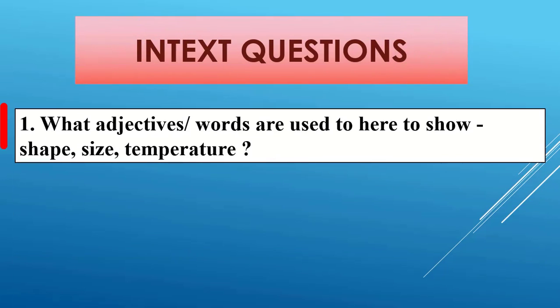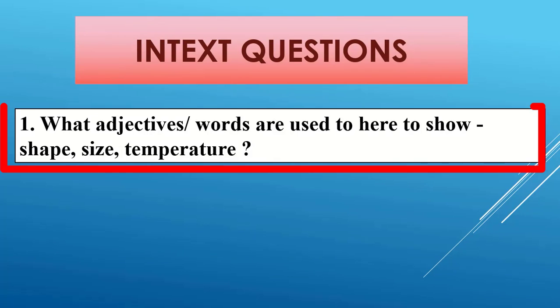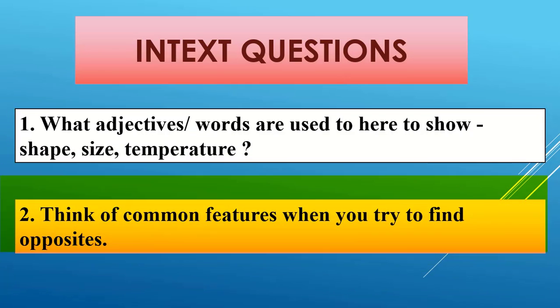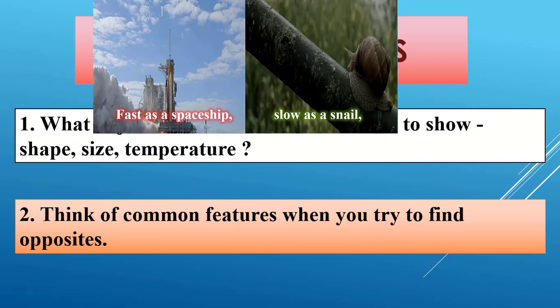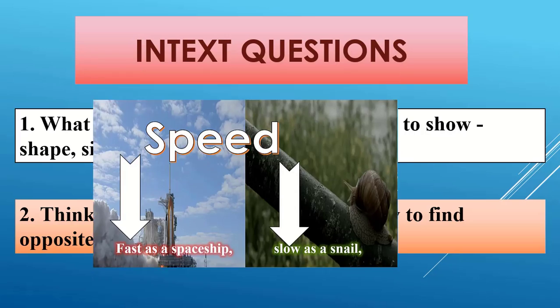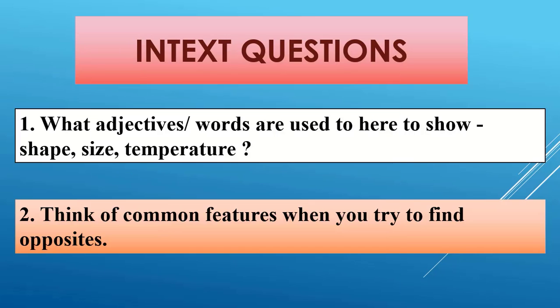Okay, here is one in-text question also. What adjectives, words are used here to show shape, size and temperature? One more question is here. Think of common features when you try to find opposites. Now we have seen one, speed is common feature in spaceship and snail. So you just observe this carefully while we are explaining this poem. Note down some important points to write the answers of these questions.